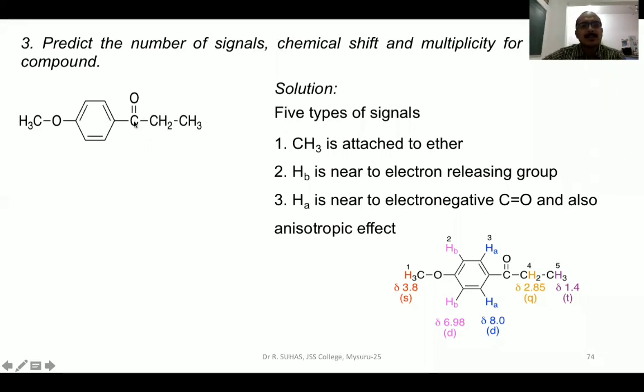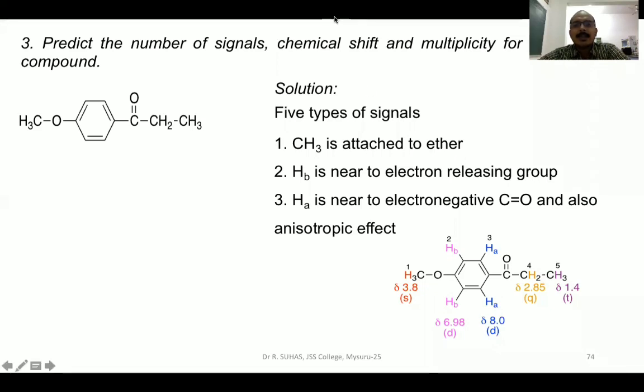This CH2 has got CO, and CH3 has the neighbor only CH2. On this side it has not got anything. So there will be 5 types of signals: 1, 2, 3, 4, 5. That is what is shown in this structure here in different colors. This methoxy is one, and we'll call these HA and HB. These two are one, these two are another. CH2 is different, CH3 is different. So the number of signals we have predicted is 5.